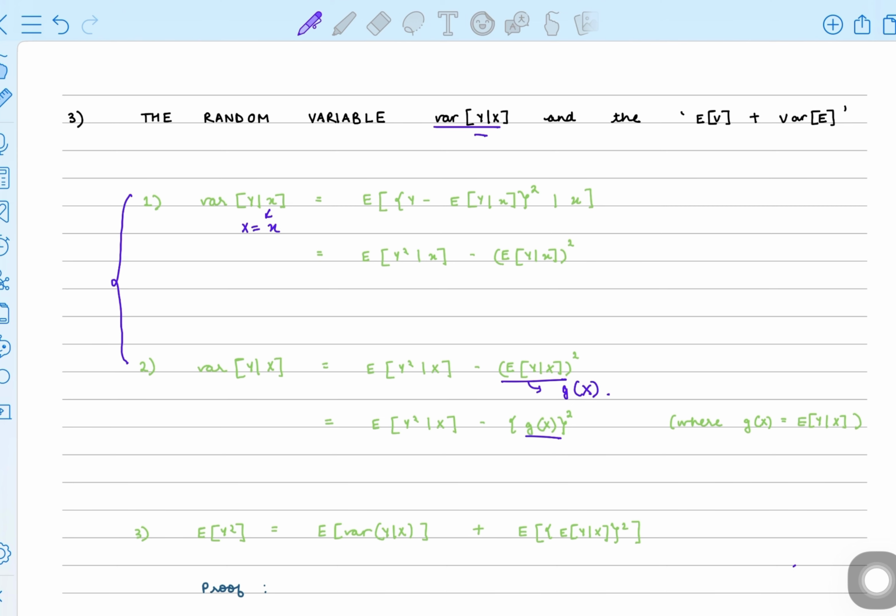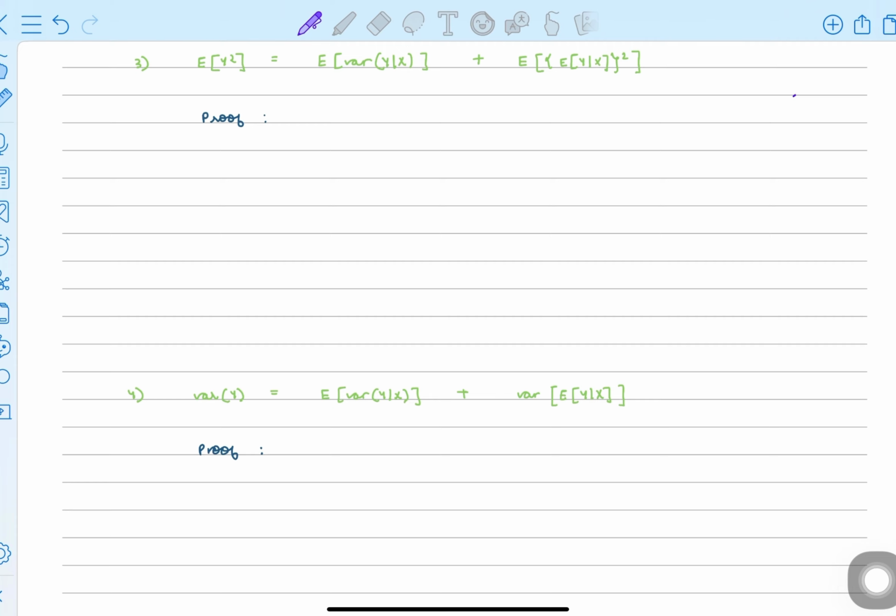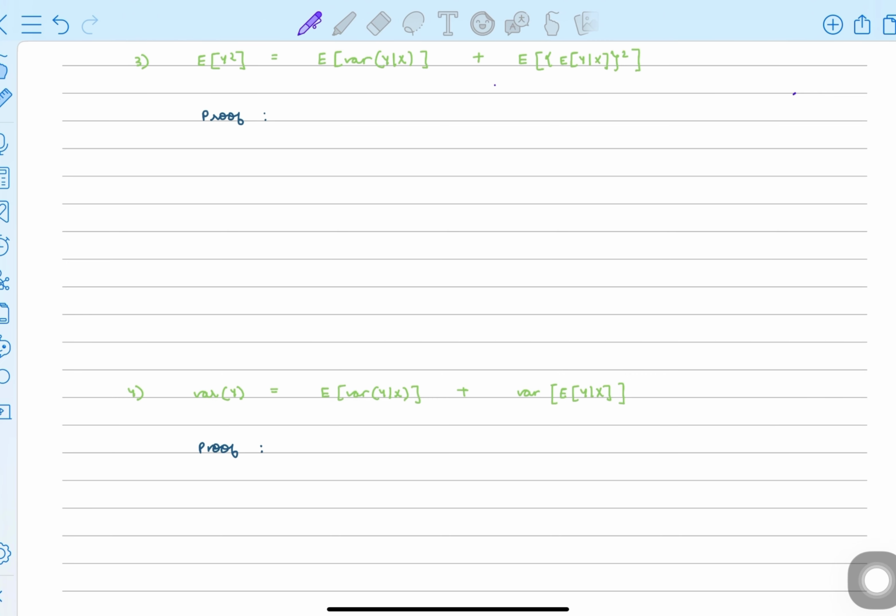After this, we have two more important results. The first result states that the expectation of y square is equal to the expectation of the variance of y given x plus the expectation of the square of the expectation of y given x. Let's understand the proof.